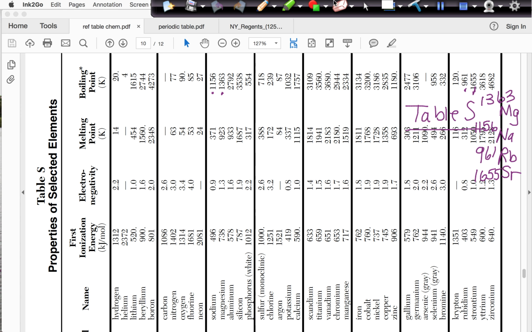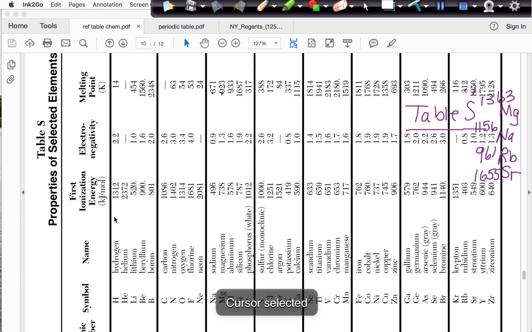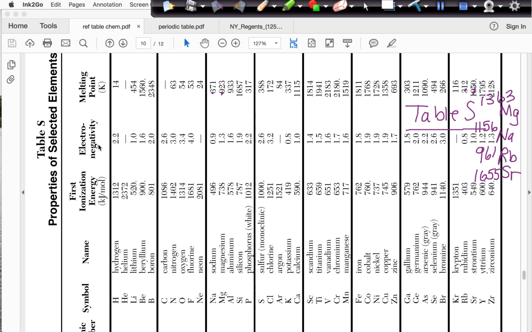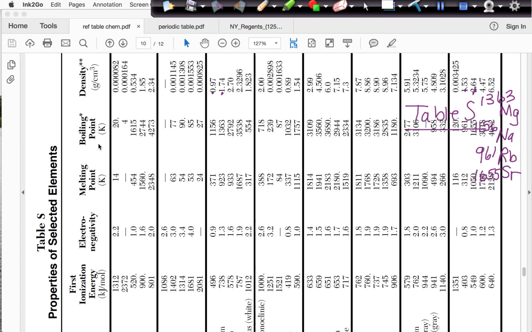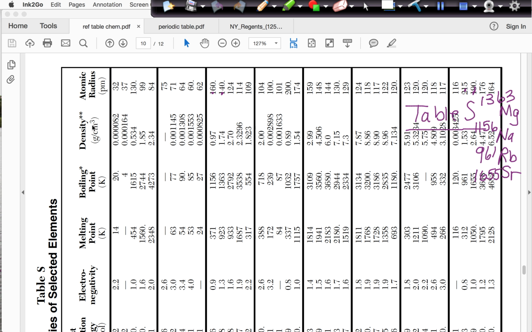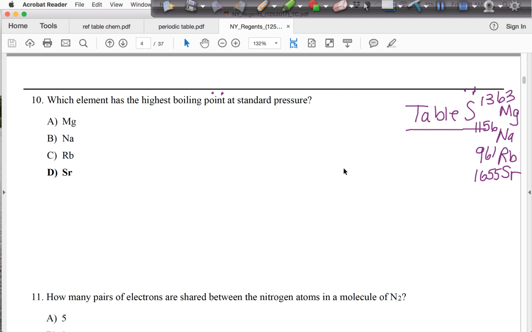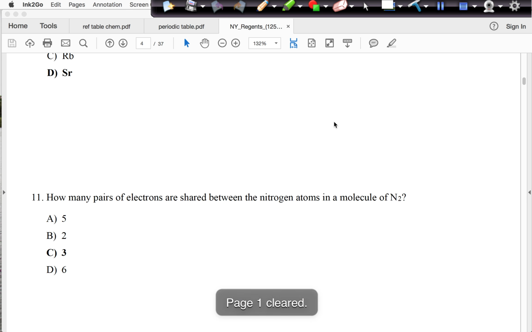On table S, we have atomic number, symbol, name, first ionization energy, electronegativity, melting point, boiling point, density, and atomic radius. All of this information is found on this table. So when we go back, they were asking for the highest boiling point, and of the 4 numbers that I wrote down, strontium was the highest number, so that's why it was the highest boiling point.